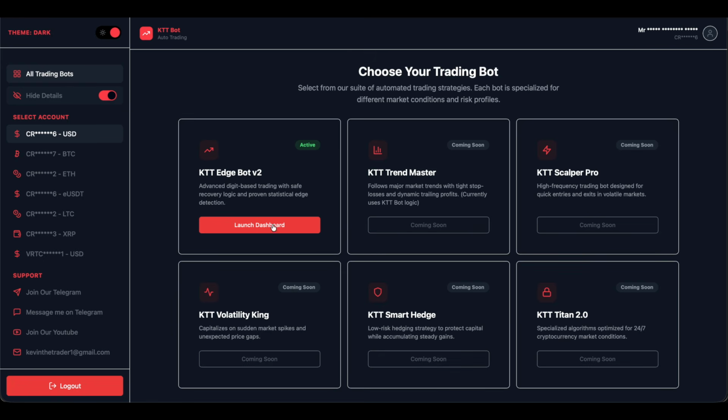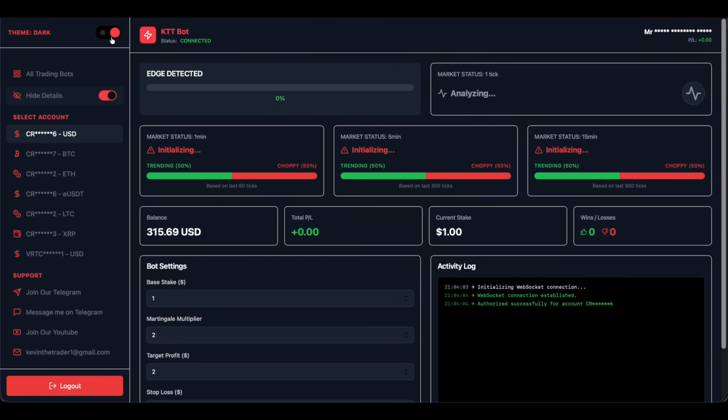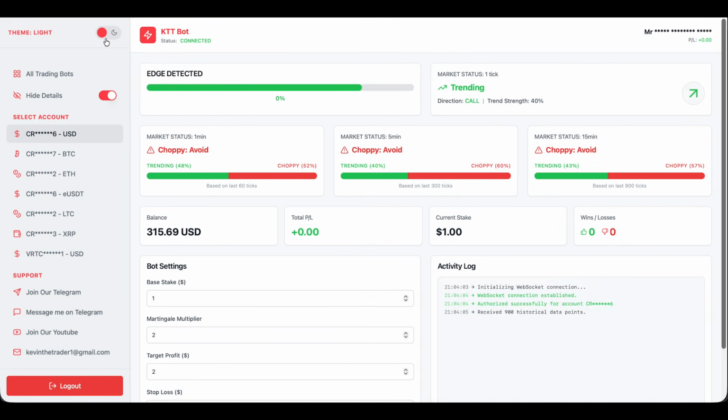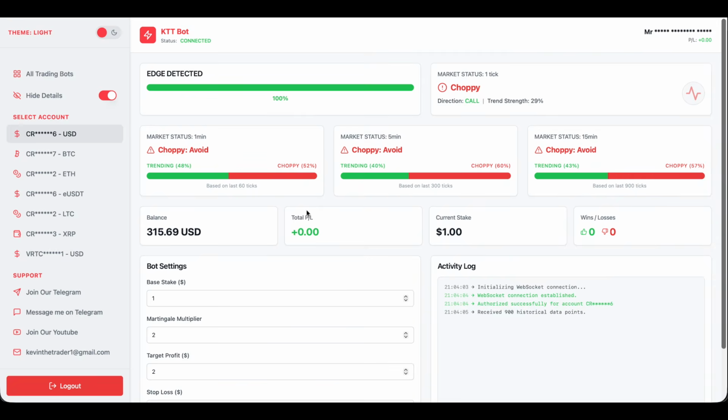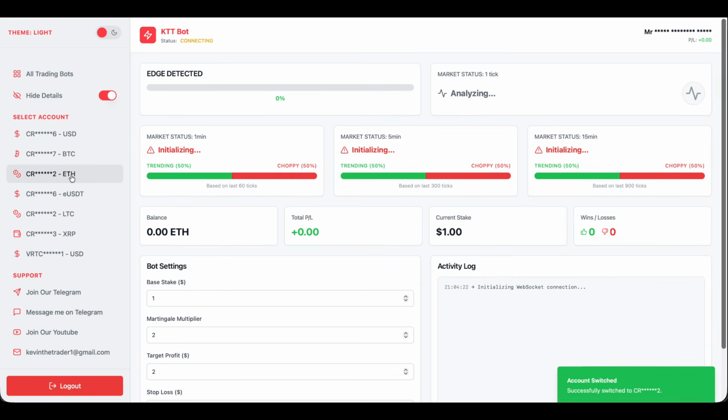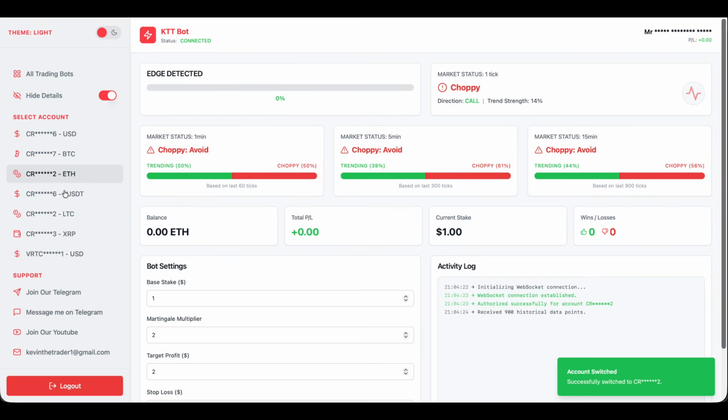So this is the only bot that you have, the KTT Edge bot version 2. Then I'm going to launch it. Let me just switch to light mode. As you can see, light mode, dark mode, light mode, right? So this is my real account. As you can see, this is my real account, and this is my Bitcoin account. This is my ETH account, and I'm just going to show you this using this virtual account.